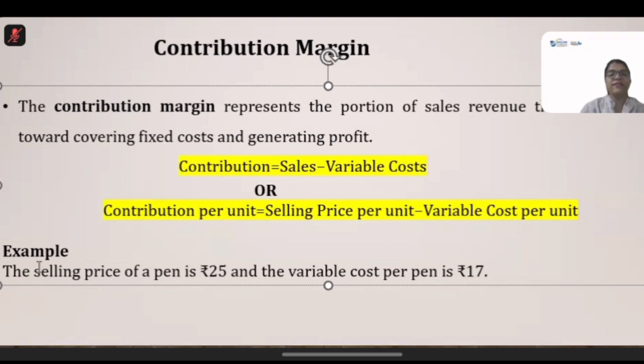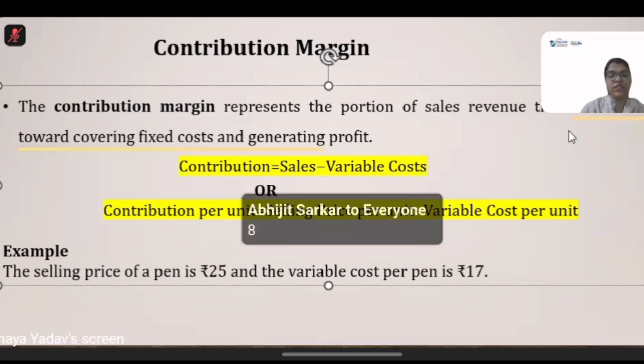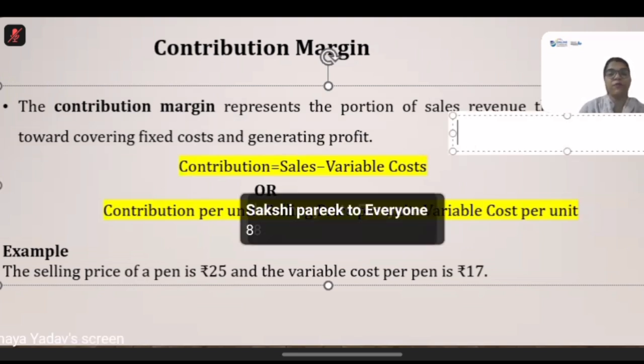Fine. So let's take again an example to understand this. How do we calculate? The selling price of a pen is 25 and the variable cost per pen is 17. तो आप लोग मुझे बताइए contribution कितना होगा? Yes, tell me what would be the contribution.